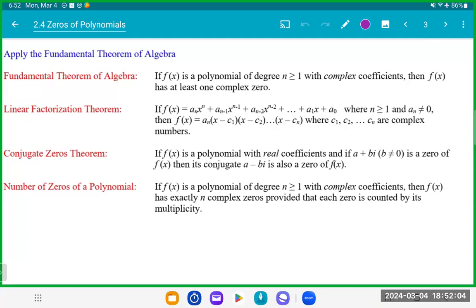And then the number of zeros of a polynomial. If the polynomial is, again, of degree 1 or more, and it has complex coefficients, then the function has exactly n complex zeros, provided that each zero is counted by its multiplicity. Okay, and so we'll see some of this in action.